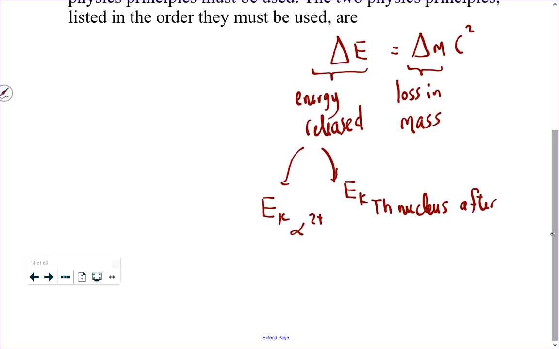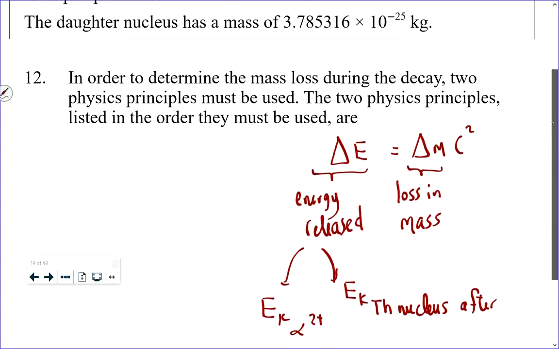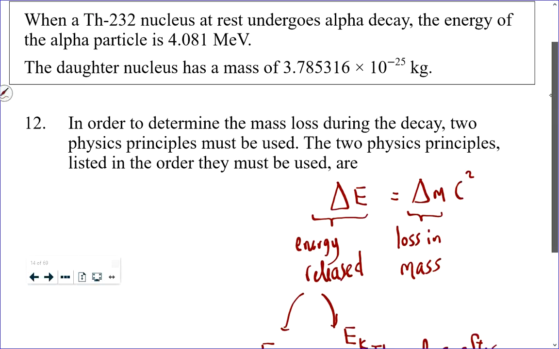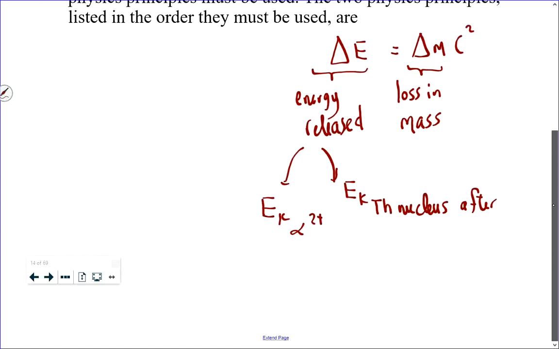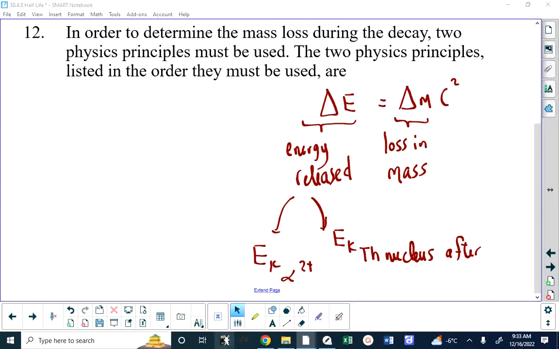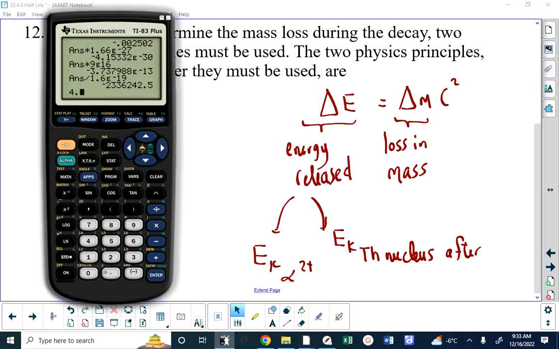So do we have any information here where we can find these energies? Well, you're told that the energy of the alpha particle is 4.081 million eV. However, this energy has to be in joules. So let's do that first. Let's convert 4.081 million electron volts into joules so we know how much energy that alpha particle has. 4.081 multiplied by 10 to the 6 because it's millions of electron volts, multiplied by how many joules per electron volt there are.